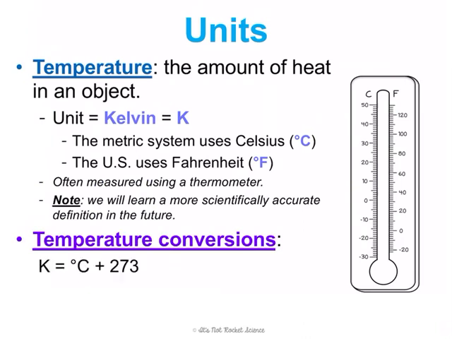So we're going to focus today on temperature conversions. So if you have to find the amount of Kelvin in something, you're going to take whatever the temperature is in Celsius and add 273. So this formula goes from Celsius to Kelvin, right? And notice that Kelvin does not have a degree symbol.